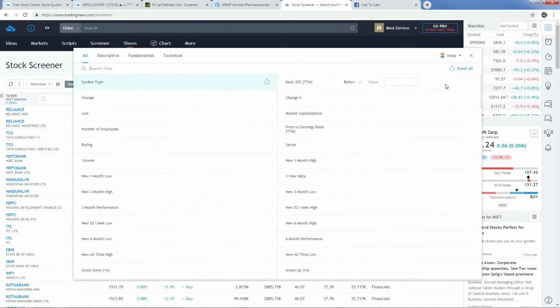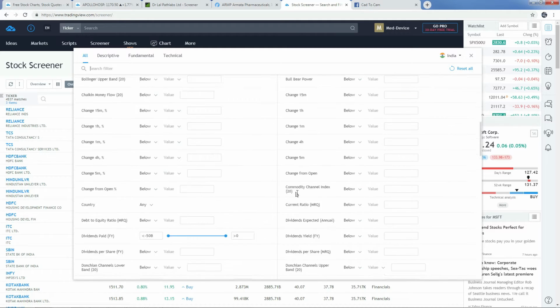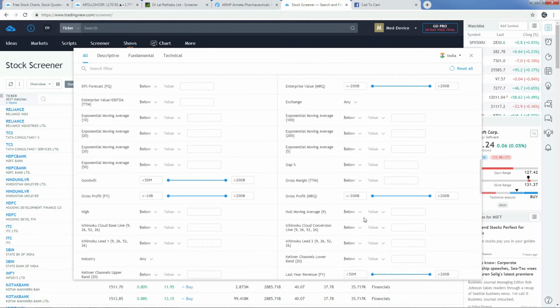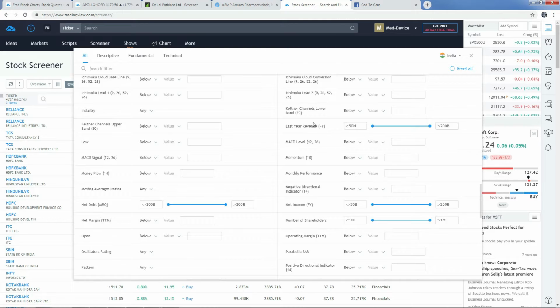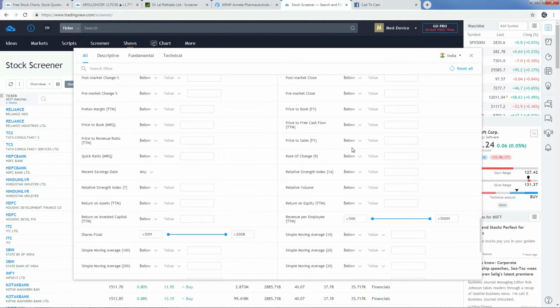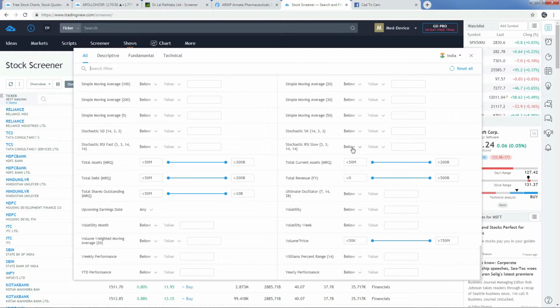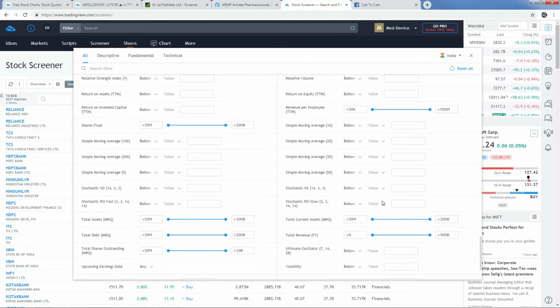Go to the filters, and you can set all the filters you want: moving average filters, moving average convergence divergence, momentum, Ichimoku cloud. Depending on the screen parameters that you want to use, you have a lot of things to choose from. Like I told you in the last video, I simply keep the price above 200, price above 50, and if it's possibly between 20 and 50, I will go for it, and I will monitor the price action.